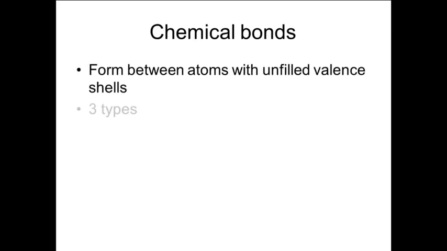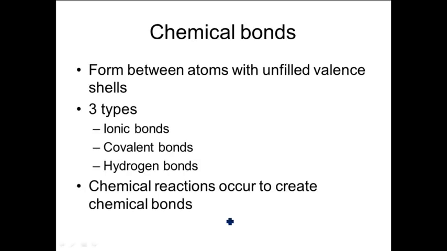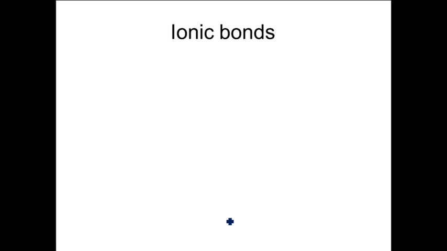So these form between atoms with unfilled valence shells. There are 3 types: ionic bonds, covalent bonds, and hydrogen bonds. Chemical reactions occur to create chemical bonds. So if you're talking about something having a chemical reaction, it's going to create some kind of bond. So we're going to go through each of these in order.